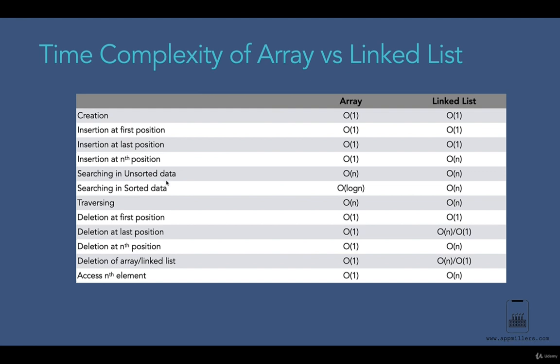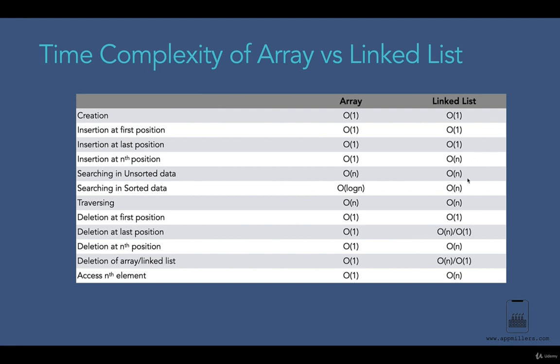Now when it comes to searching in unsorted data, in case of array, it takes O(n) time complexity because here we are doing linear search. So this means that we have to loop through the elements one by one and checking that if this is the element that we are looking for or not. So this will take O(n) time complexity.